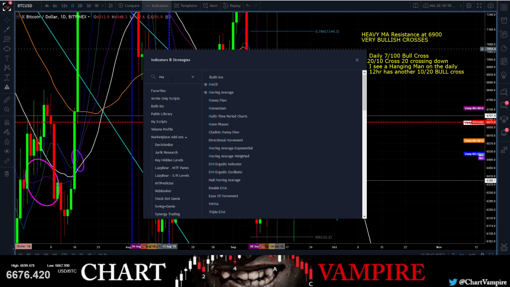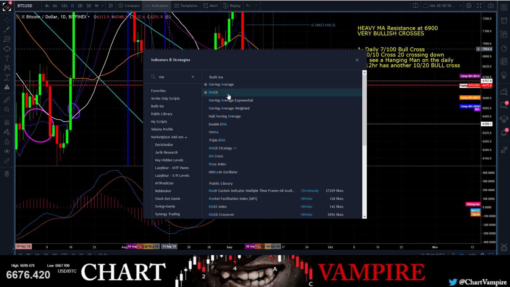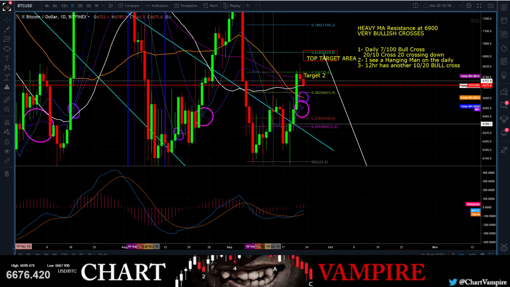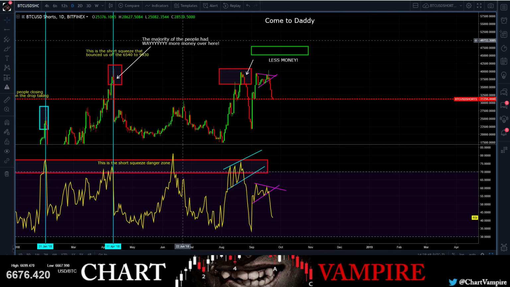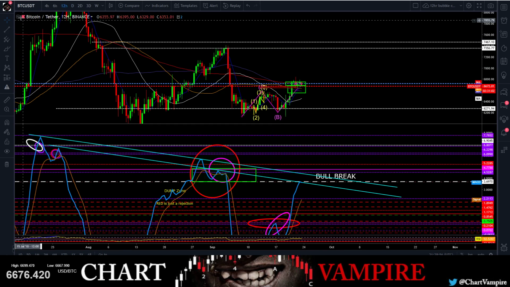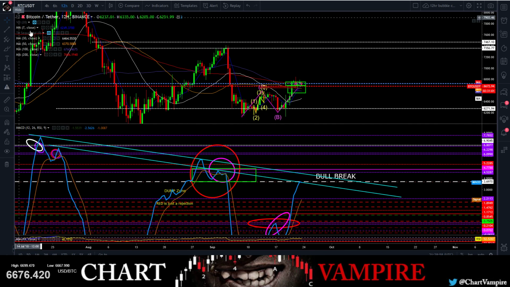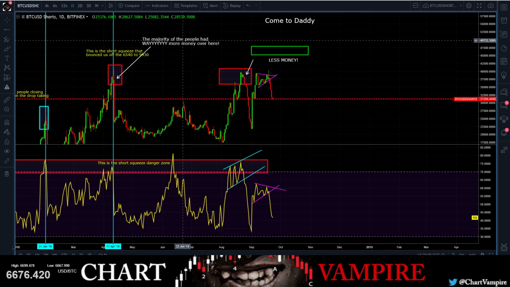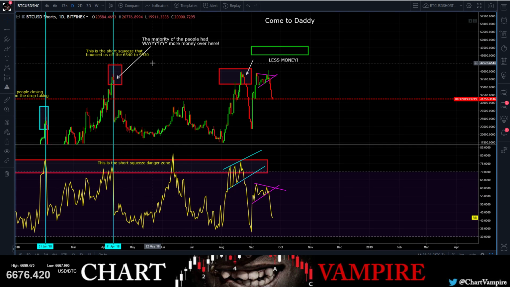I'm going to throw on my MACD. I want to throw this on here real quick. I want to go back over here. Let me just get my line. Is this my RSI? Yeah, sure enough, it's RSI. And I want to get my level, 3.7. So I got 3.7 right there.